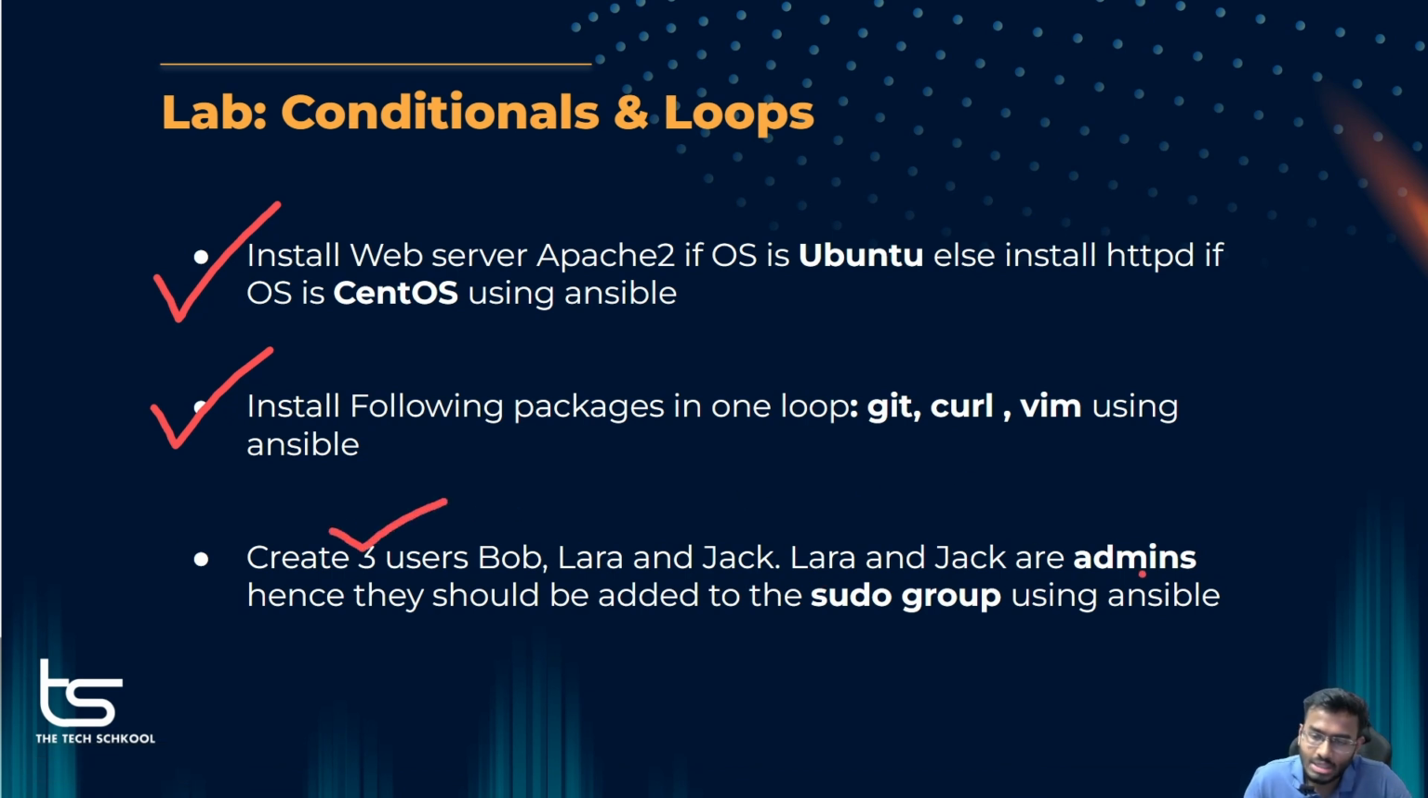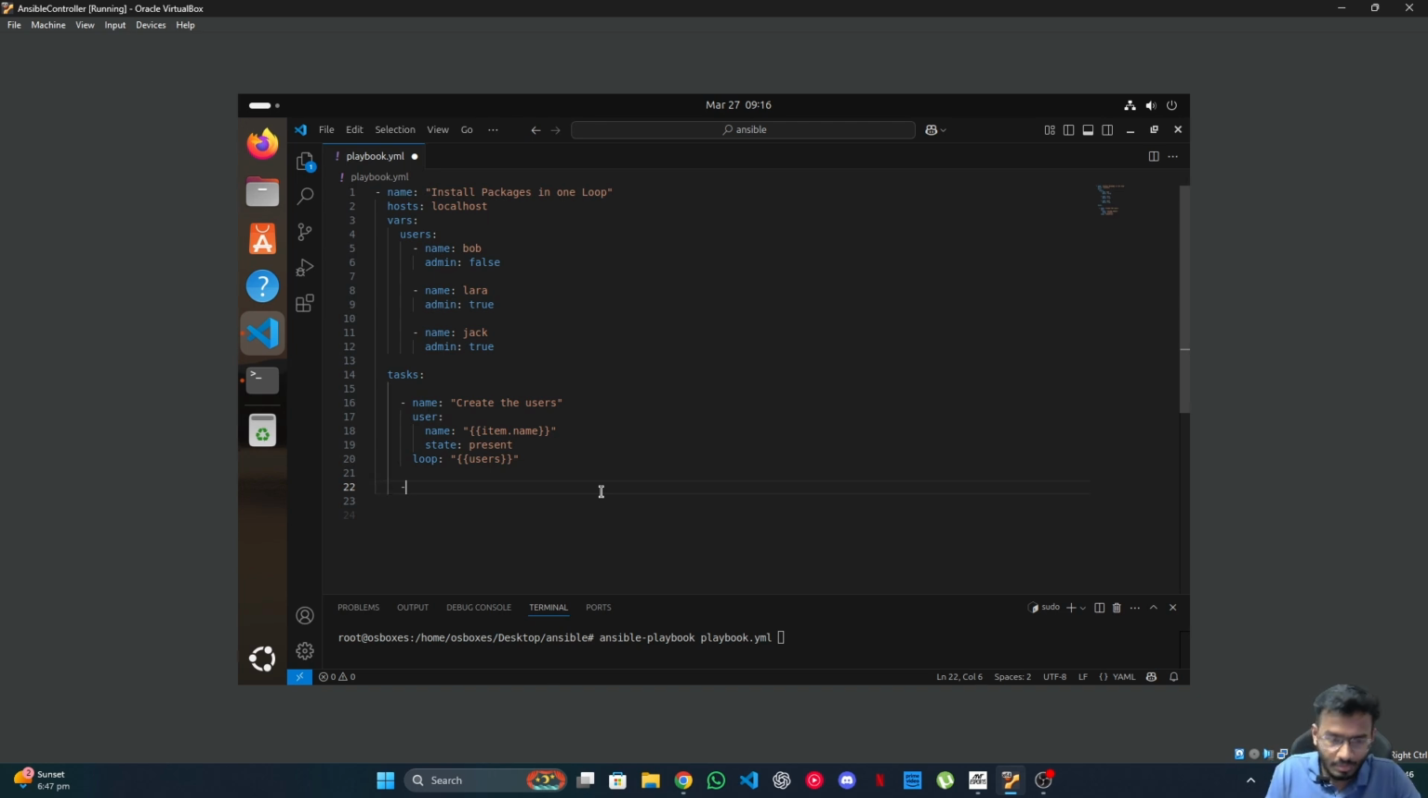So now Lara and Jack are admins, so they should be added to the sudo group. So that will be our next task. Okay, so let's create a new task called add admin users to sudo group.